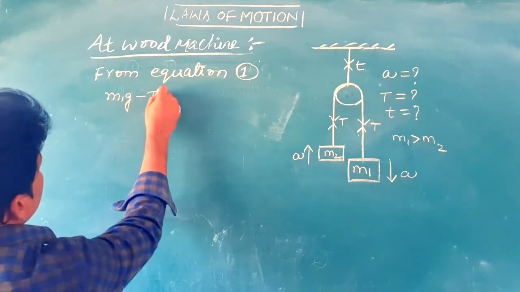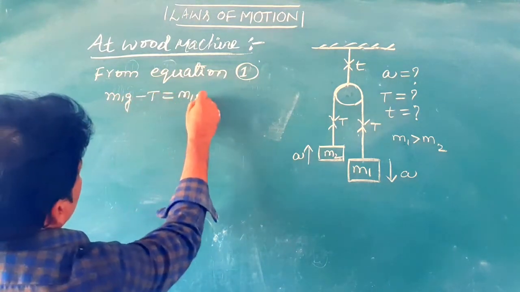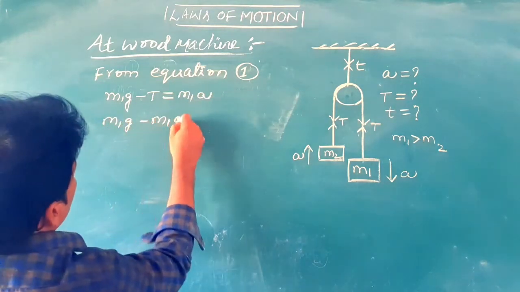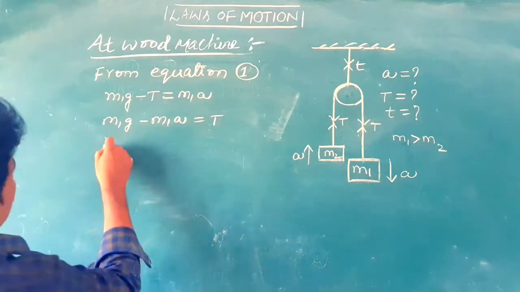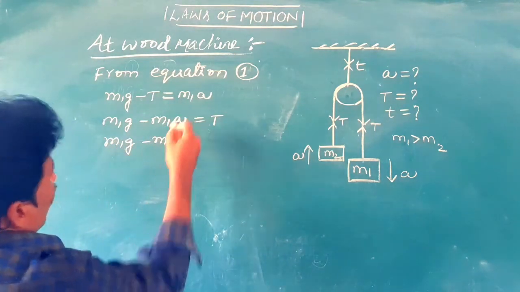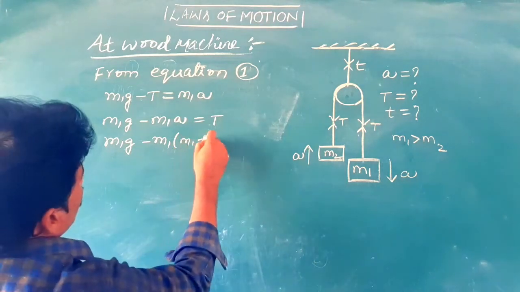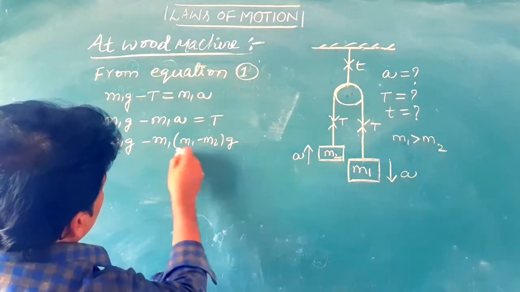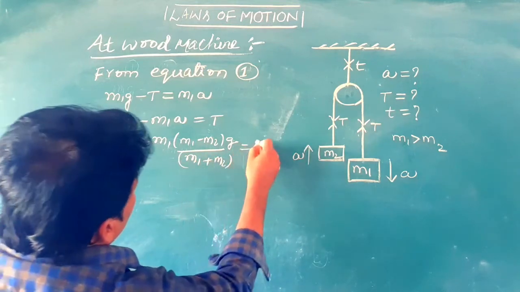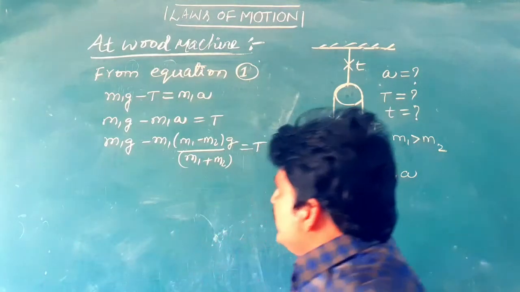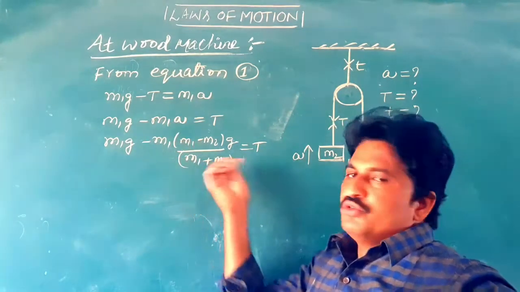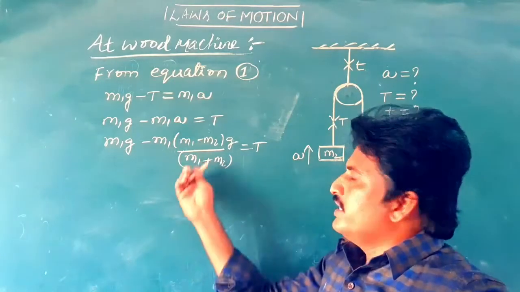m1g minus T is equal to m1 into a. So m1g minus m1a is equal to T. Now we can substitute the values here students. m1 times a, that is m1 times (m1 minus m2) g divided by (m1 plus m2), is equal to T. Simply, I can substitute the value of a in this place, just replacing the a value.